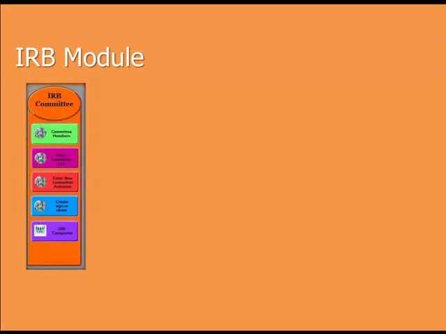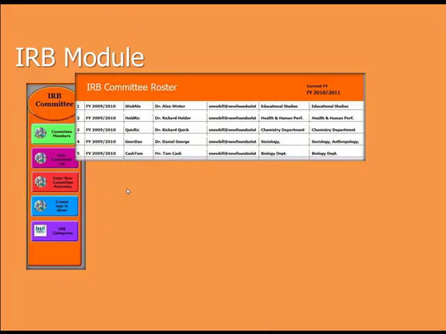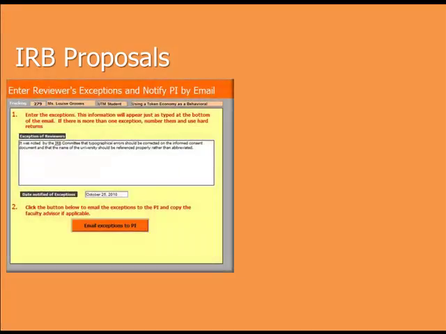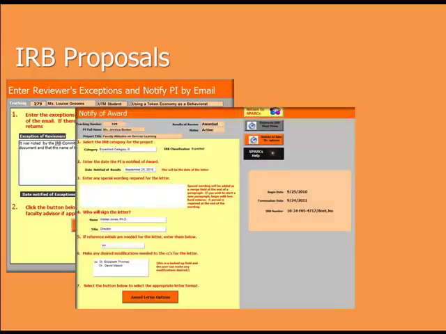Functions that are unique to the IRB module include maintaining the records on committee activities. The system will prepare a roster of committee members, as well as allow the user to prepare proposal packages for review by the appropriate committee members. Upon completion of the committee review, the user will notify the PI of any exceptions the committee has to the approval of the project, or notify them in writing of the award or rejection of the project.